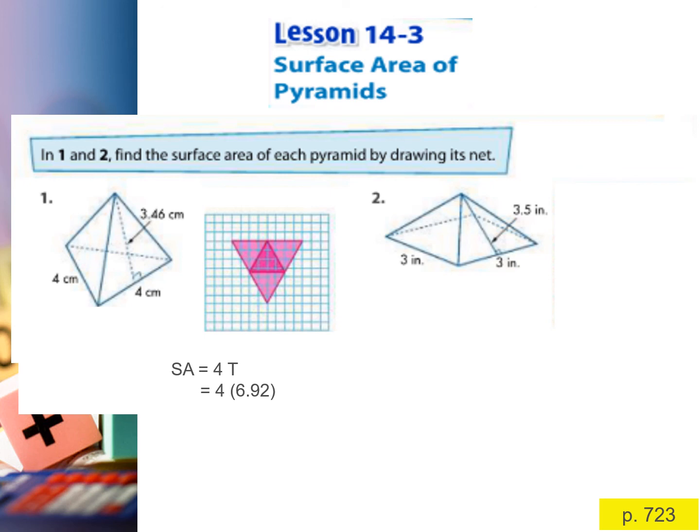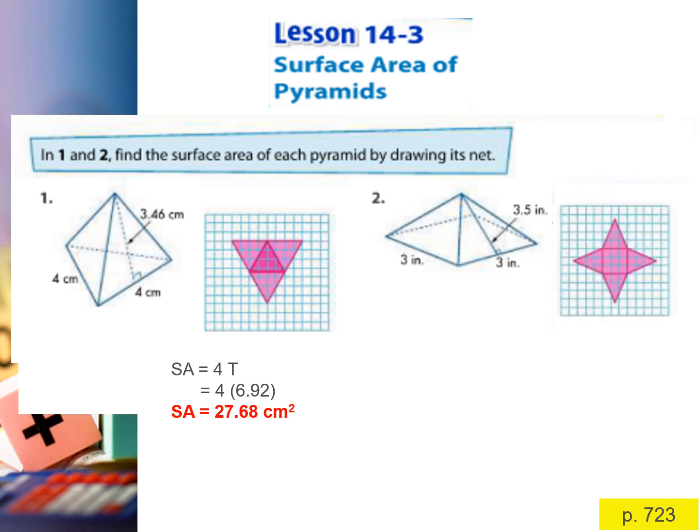So here we have 4 times 6.92 simply because I multiplied the base of it, which is 4, and the height 3.46. After multiplying the two, I divide it by 2 and I get 6.92. This time you will multiply 6.92 by 4 to find the surface area, and the answer is 27.68 square centimeters. And for given number 2, as you can see, it's a square pyramid, right?